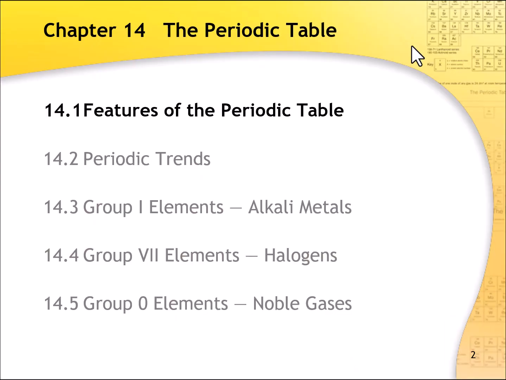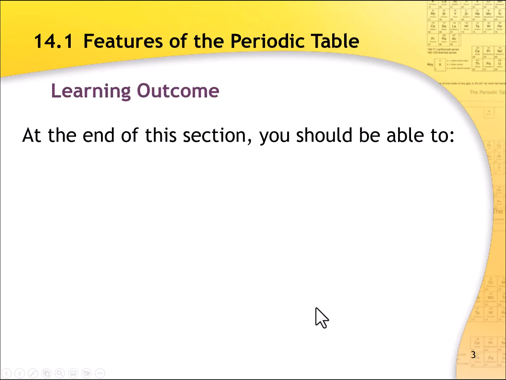First is the features of the periodic table, and then the periodic trends, followed by the group 1 elements, the alkali metals, their properties and reactions, and then the group 7 elements, the halogens, also their properties and their reactions, and last but not least the group 0 elements, the noble gases.